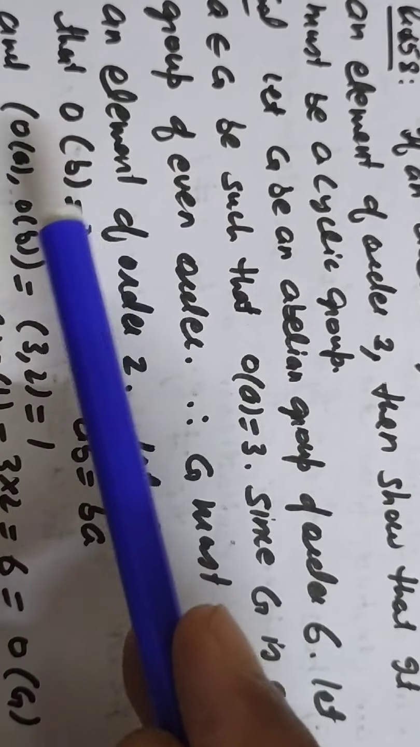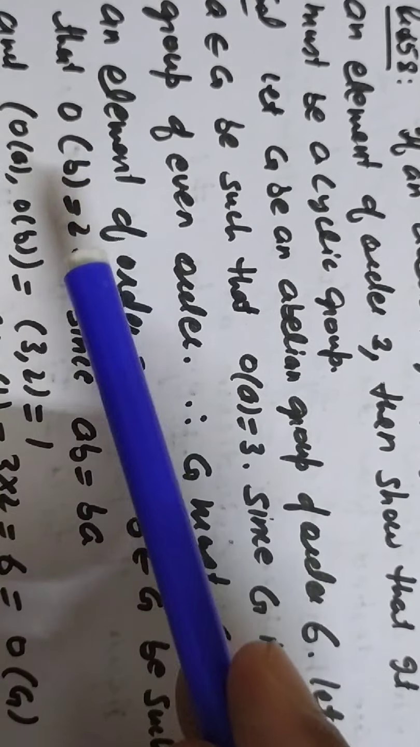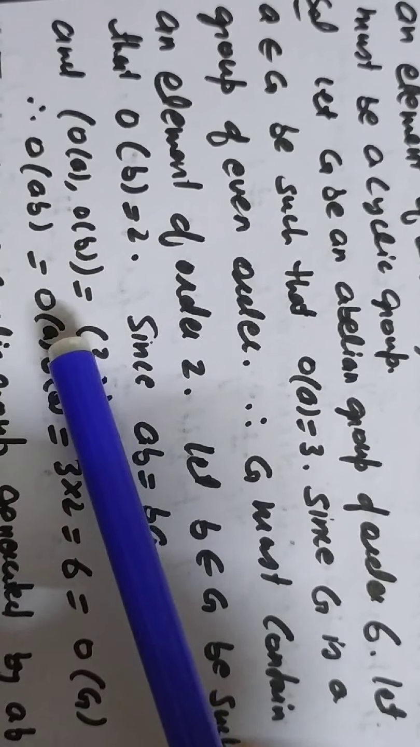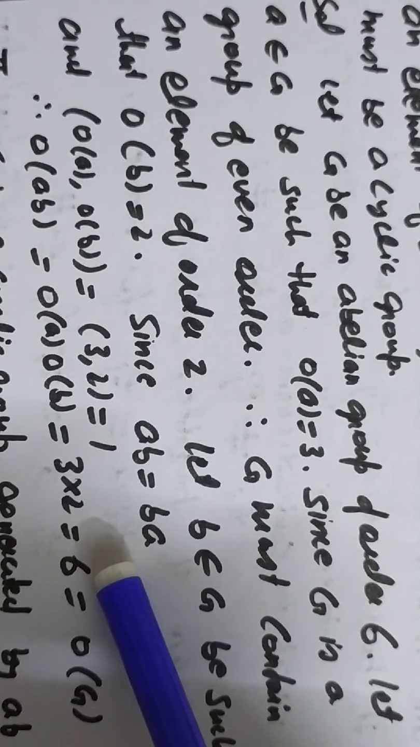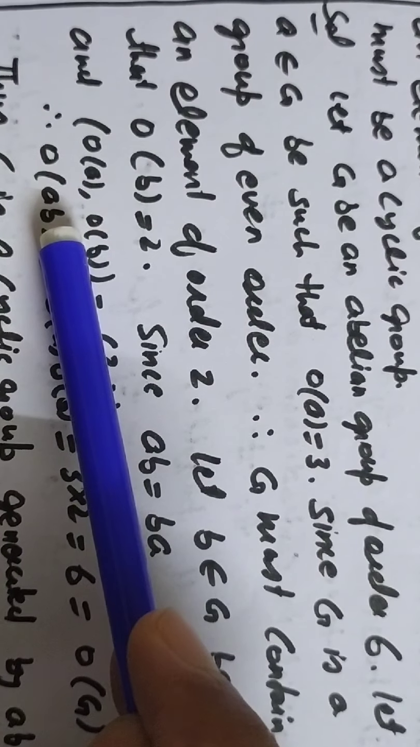Now the order of A and the order of B, when taken for GCD, give GCD as 1. Therefore the order of AB is equal to the order of A times the order of B. But the order of A is 3 and the order of B is 2. Therefore the order of AB is 6. And AB is an element of G because of the closure property of the group. Because I have taken A as an element of G, and B is also an element of G, when I multiply these two elements I will again get an element of G. Therefore the order of AB is 6.